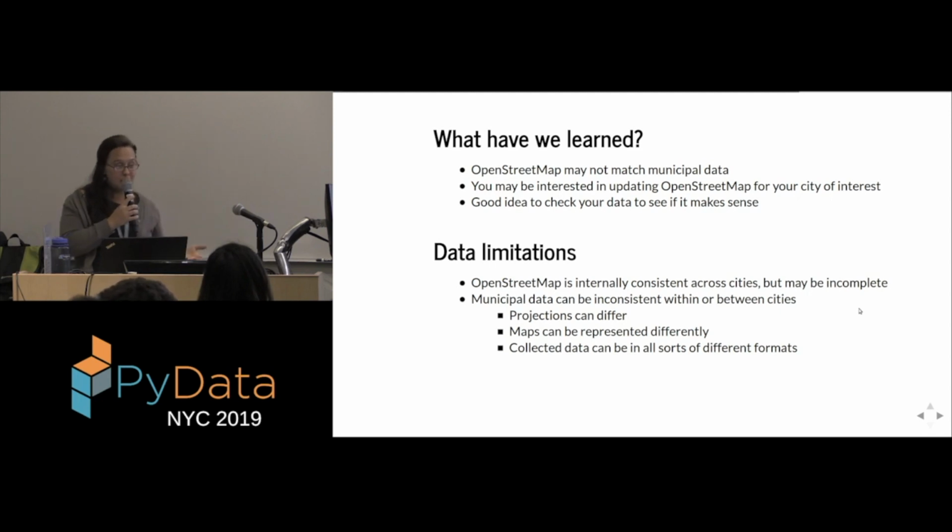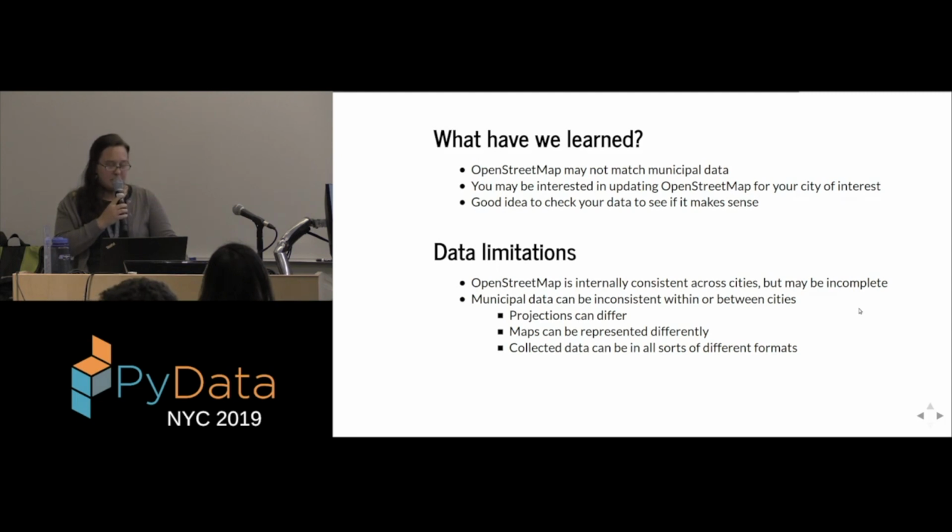And in our project, as in any project, there's a lot of data limitations. Some of the geographical data limitations you might see are that, again, OpenStreetMap is internally consistent across cities for the most part, but it may be incomplete. Municipal data can also be inconsistent either within a city or between cities. So the projections can differ, maps can be represented differently, and also cities collect data, and that can be in all sorts of crazy different formats.